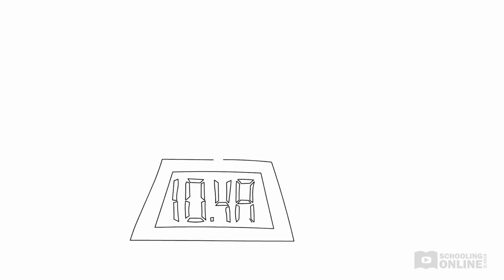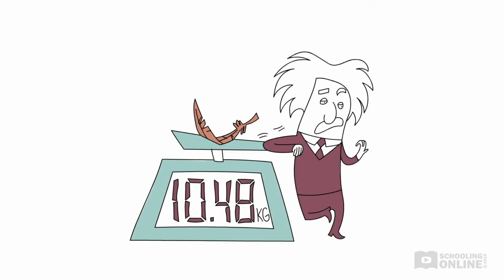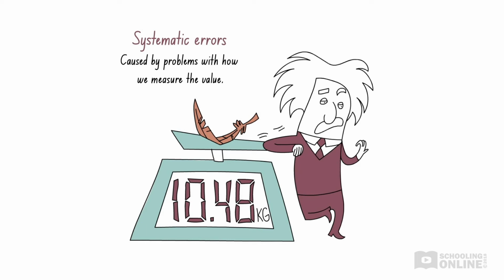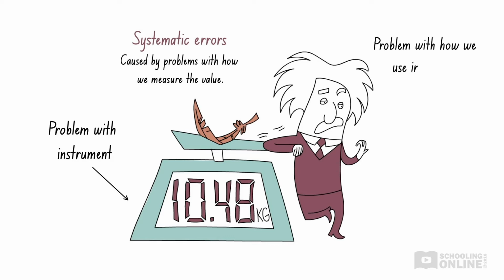But what gives us systematic errors in our experiments? Systematic errors are almost always a result of problems with how we have measured the value. That is, there is a problem with the instrument we are using to take the measurement, or there is a problem with the way in which we are using the instrument.